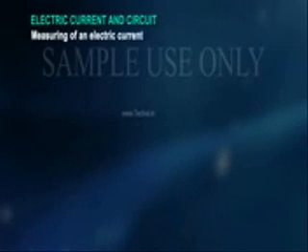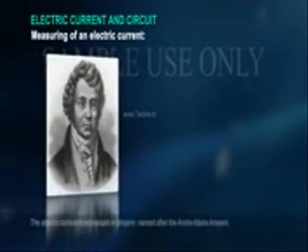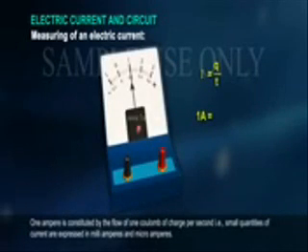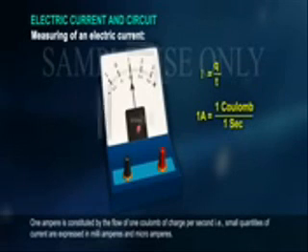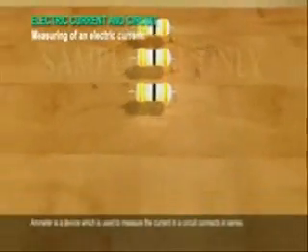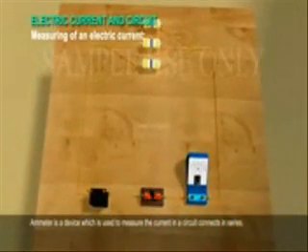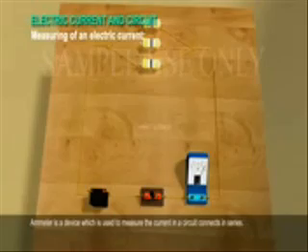Measuring of an electric current. The electric current is expressed in ampere, named after Andre Marie Ampere. 1 ampere is constituted by the flow of 1 coulomb of charge per second. Small quantities of current are expressed in milliamperes and microamperes. An ammeter is a device which is used to measure the current in a circuit, connected in series.